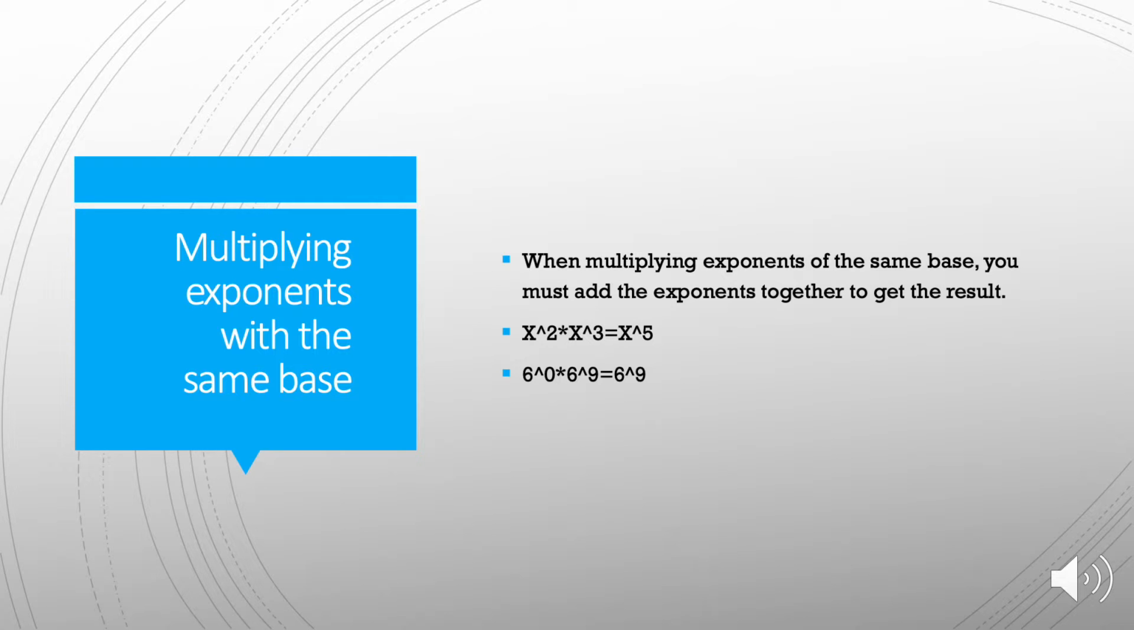So x to the power of 2 times x to the power of 3 equals x to the power of 5. And similarly, 6 to the power of 0 times 6 to the power of 9 equals 6 to the power of 9, because 0 plus 9 equals 9.